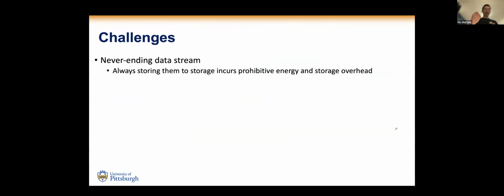But simply adopting contrastive learning on device is not that simple, because when the robot or the device is seeing new data, it sees a never-ending data stream. It's not a well-balanced data set, and you need to store it to learn, but we have limited storage and energy, so that prevents you from doing that.